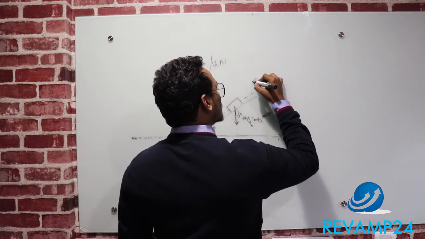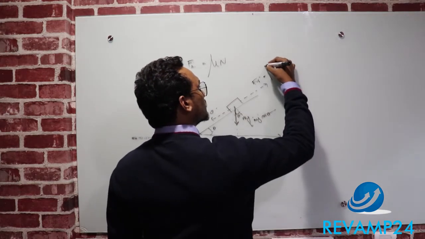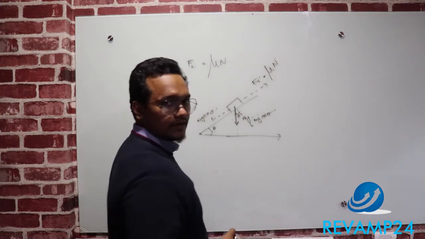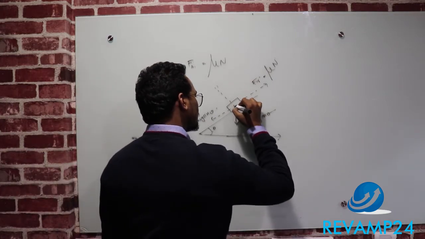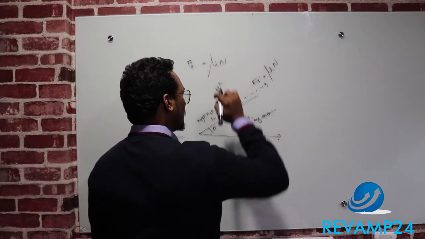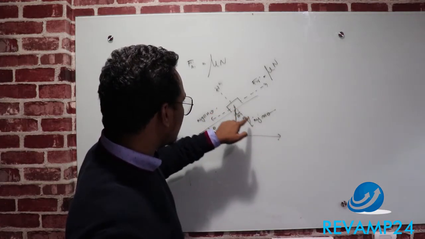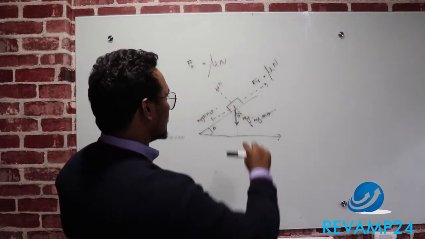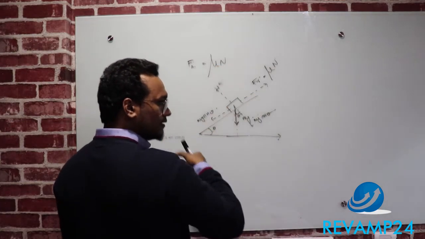Here the frictional force, we don't know, but we know how to find the frictional force, that is nothing but mu into normal reaction. Now what is normal reaction? We know that mg cos theta has been cancelled by the normal reaction. That's the reason the object is neither going upward nor downward. It is only coming in this direction.